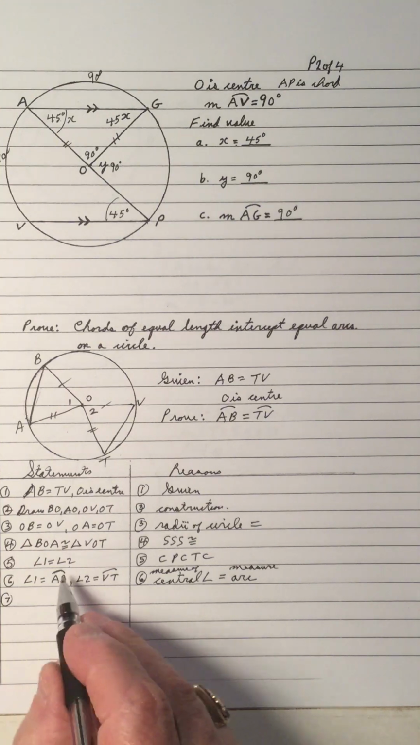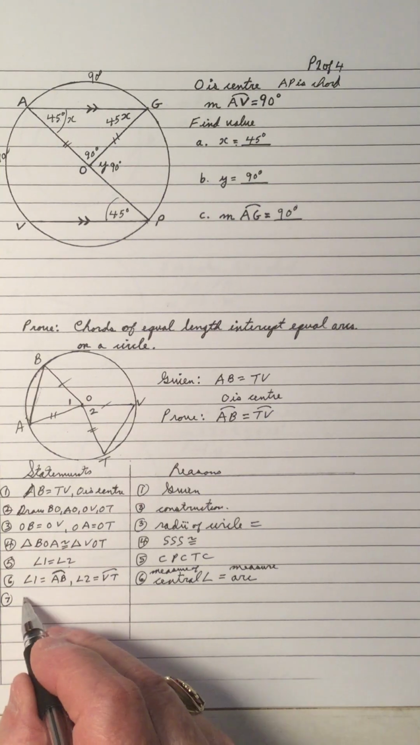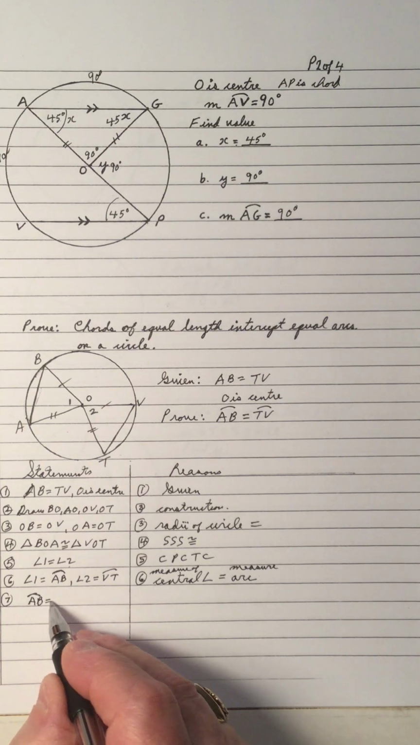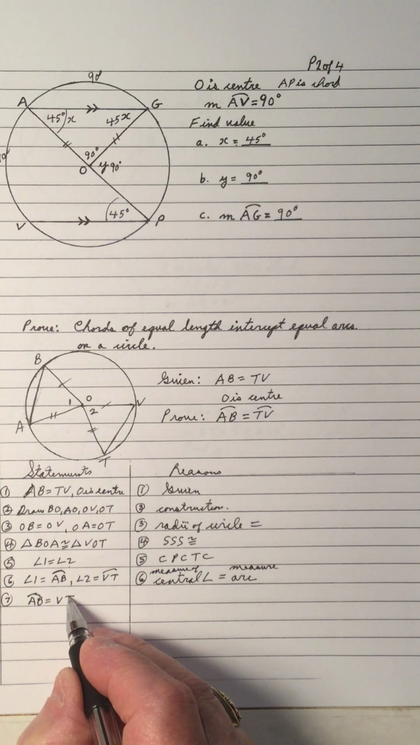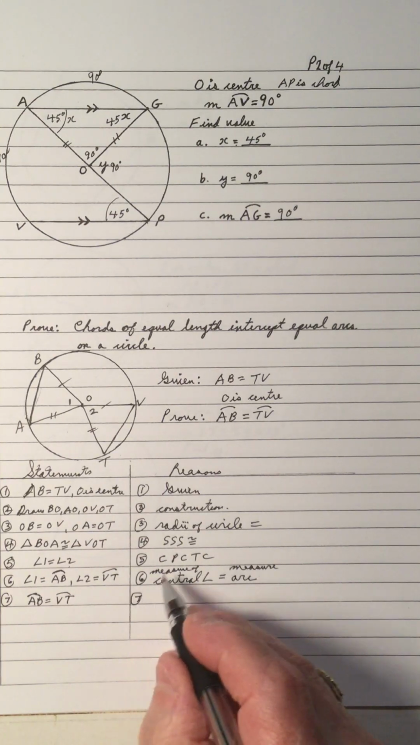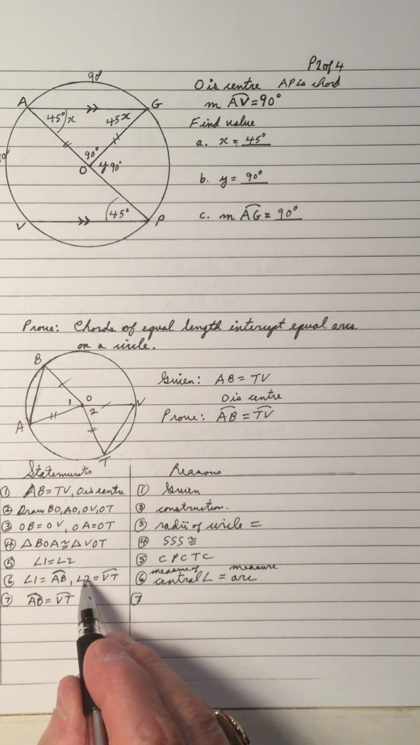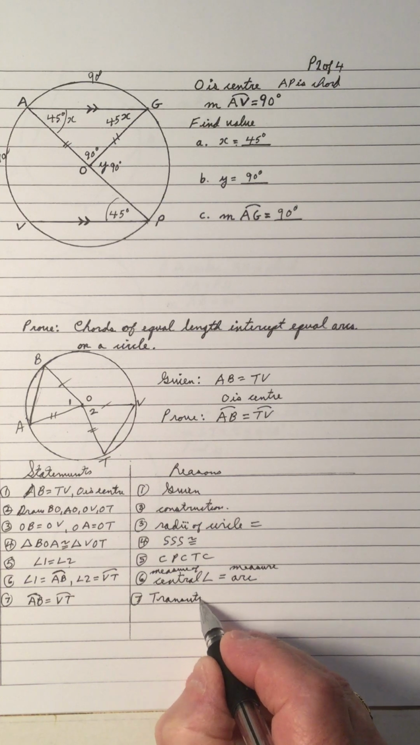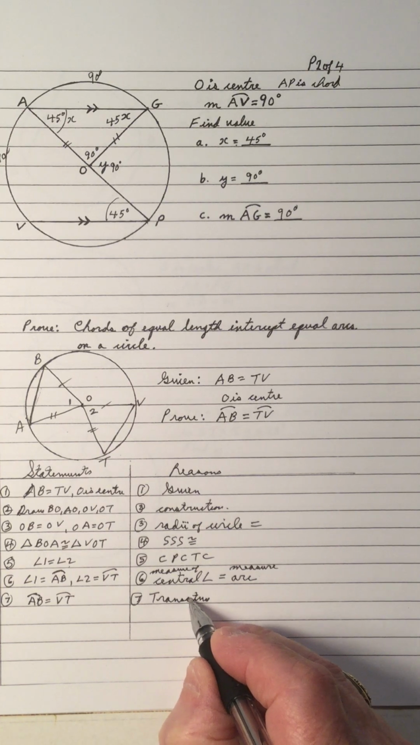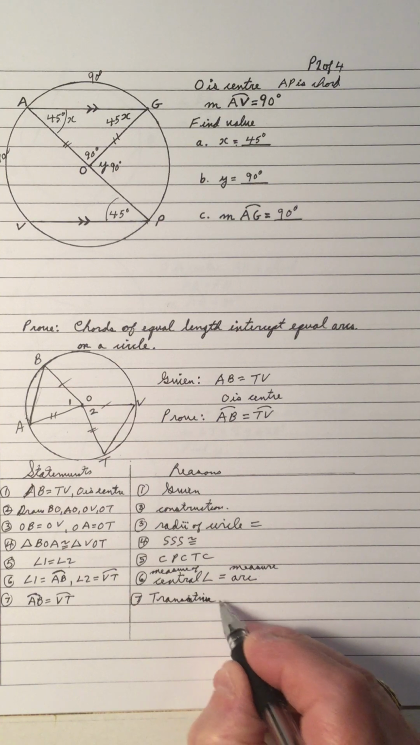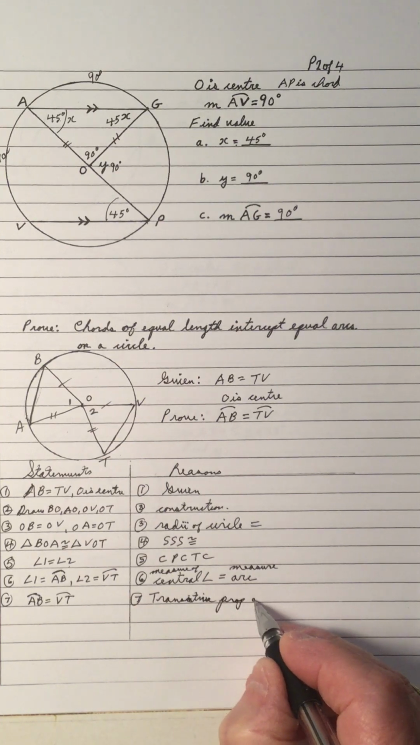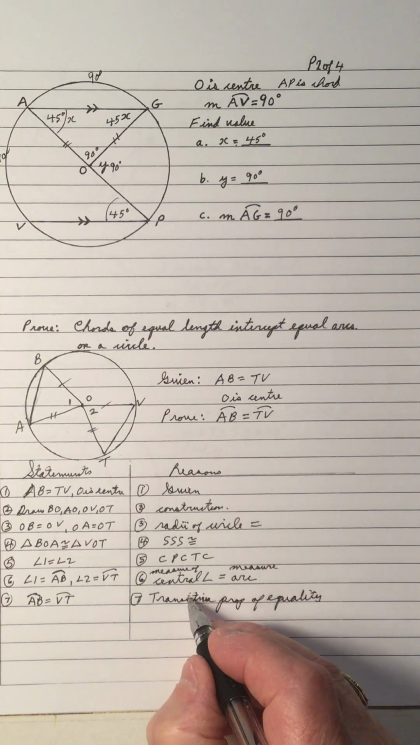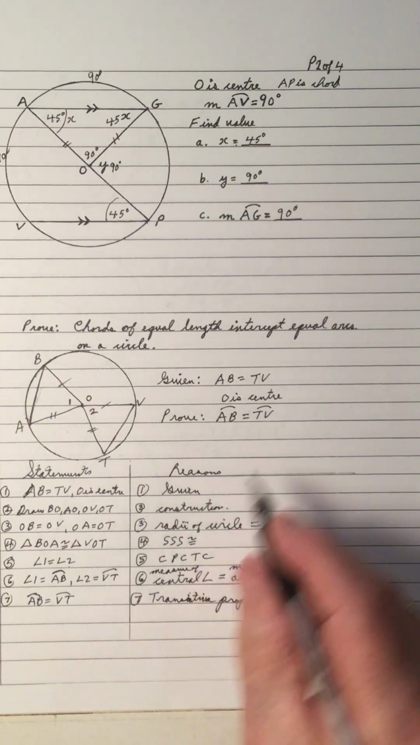And as a result, we have 1 equals 2. There's 1 equals 2. That means that the arc AB is equal to the arc VT. And that's the transitive property. Angle 1 equals angle 2. There's 1 and 2. So we have transitive. Transitive property, PROP, of equality. Transitive property of equality. And that's the proof.